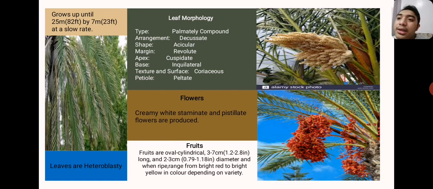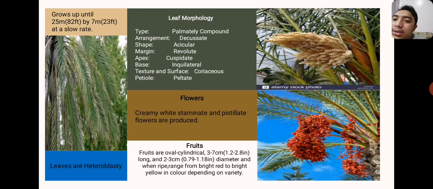It can grow up to 25 meters or 82 feet by 7 meters, 23 feet, at a slow rate. Leaf morphology: type palmate, compound arrangement decussate, shape acicular, margin revolute, apex cuspidate, base equilateral, texture and surface is coriaceous, petiole peltate.